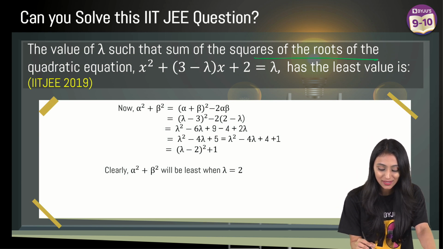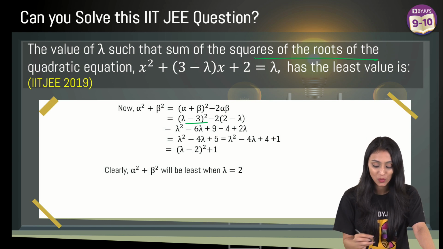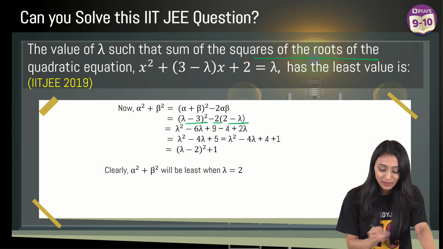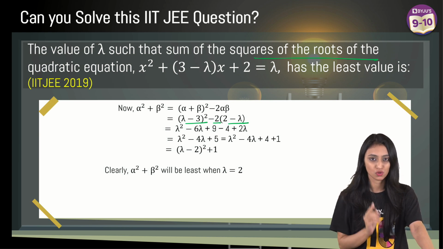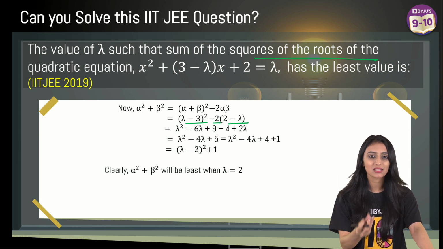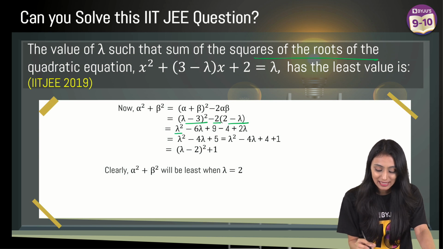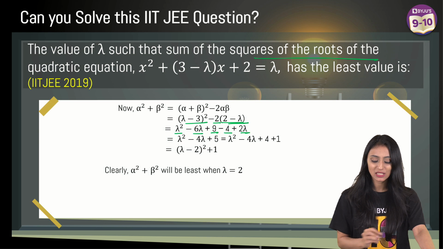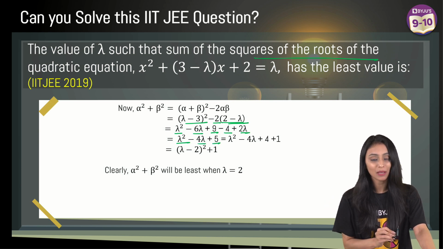Let's put everything here. What is sum of zeros? That's lambda minus 3 whole square. Product of zeros is 2 minus lambda. That's 2 times 2 minus lambda. Let's open the identity here. Lambda minus 3 whole square, basically a minus b whole square, a square plus b square minus 2ab. That's lambda square minus 6 lambda plus 9. Let's open this bracket up. You get minus 4 plus 2 lambda. Let's simplify this. You get lambda square minus 4 lambda plus 5.